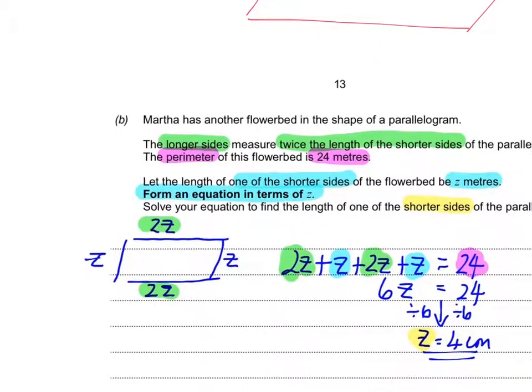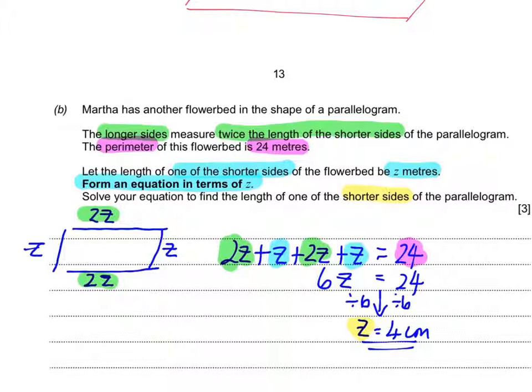And then it told us that the perimeter was 24 metres. So then adding together all the sides of the perimeter, the journey around the shape, so that plus that plus that plus that comes to 24. Collect all your like terms. 2z plus 2z is 4z. Add a z, 5z. Add another z, 6z. 6z equals 24. Divide each side by 6.